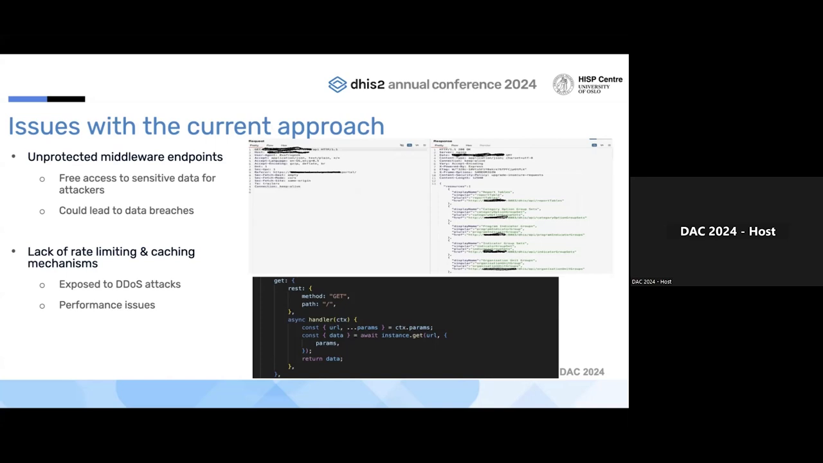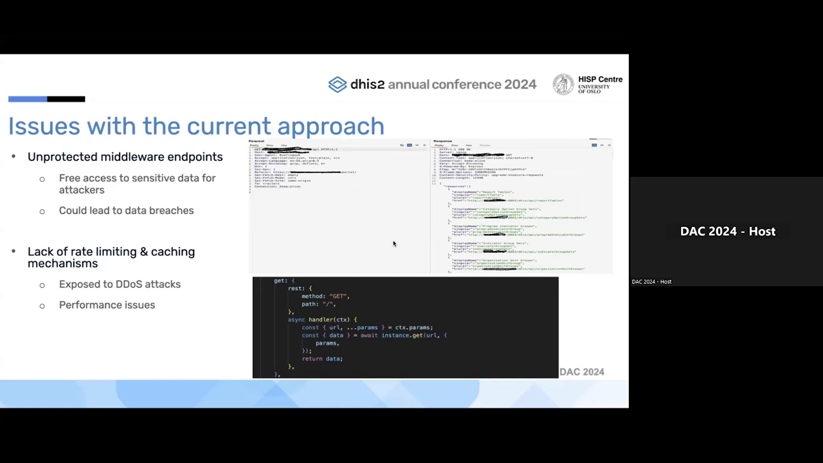And if your middleware endpoints are unprotected, this means attackers can hit any endpoint in the middleware and get data from your DHIS2 instance without having to know your DHIS2 credentials. So leaving these middleware endpoints unprotected is a problem, and this is currently the case, and needs to be improved on. As you can see on the screenshot at the top right, it shows an example of a middleware that's live in production. And this has real DHIS2 data, and some patient-level data. And as you can see, an attacker could just hit that endpoint in the screenshot and would have access to a protected DHIS2 endpoint.